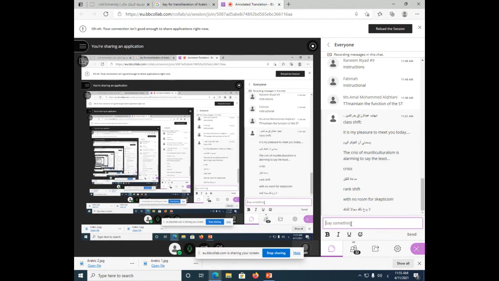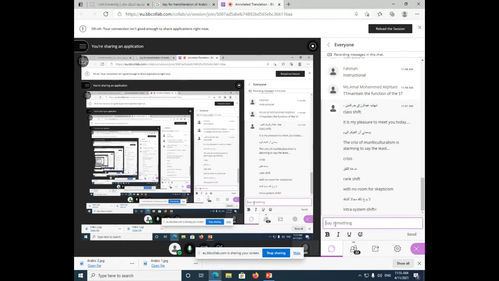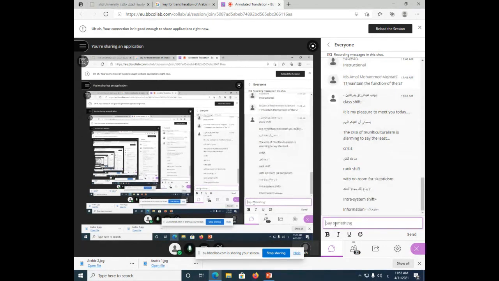Okay. آخر نوع, intra-system shift, is when you deal with lexical items differently from one language into another. For example, we say "information," while it is singular in English, but in Arabic we say معلومات. We use it in the plural. So this is called intra-system shift.